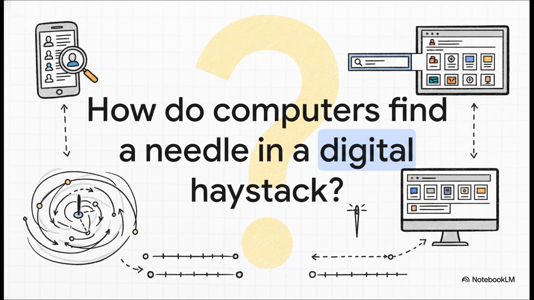At the heart of so much of what our computers do is this one simple problem. How do you find one specific thing in a huge sea of data? Whether you're looking for a contact in your phone or a product on Amazon, the computer has to search. And how it does that search, well, that makes all the difference in the world.